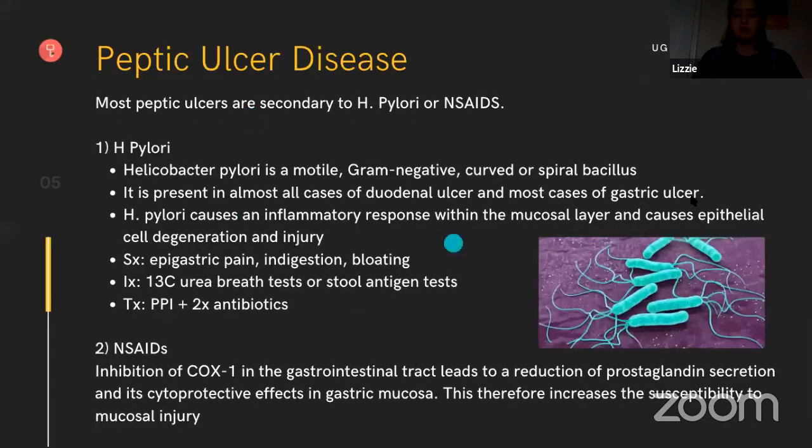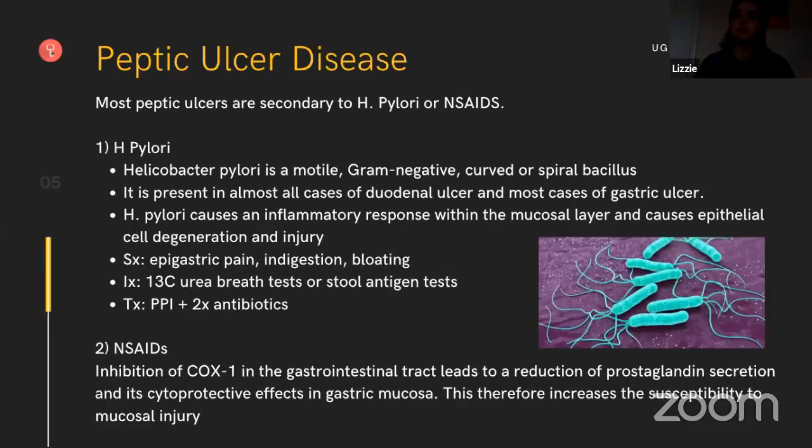So a bit of a busy slide this, but briefly, if you think about your H. pylori and your NSAIDs as a cause. H. pylori is a gram-negative bacillus. It's actually in most duodenal ulcers, people will be positive for H. pylori, and in a large percentage of the gastric ulcers, they'll be positive too. It basically causes an inflammatory response, so it drives lots of neutrophils, macrophages, lymphocytes to the mucosal layer, which causes the epithelial layer to start to break down and you start to get injury.